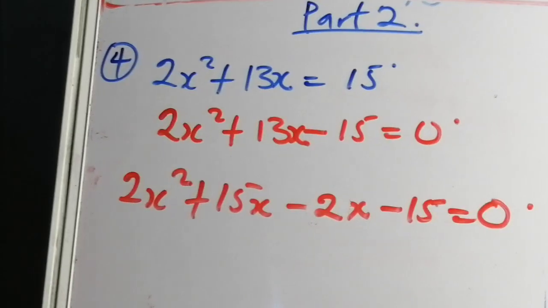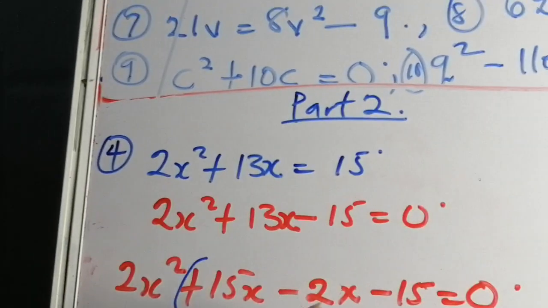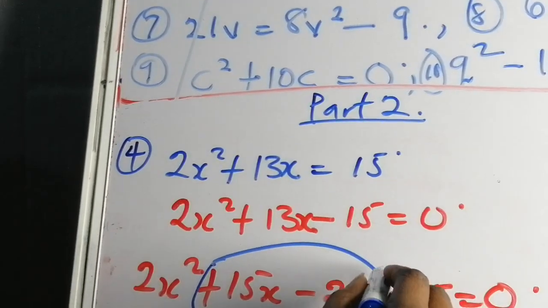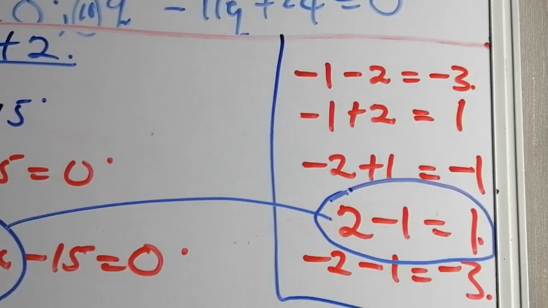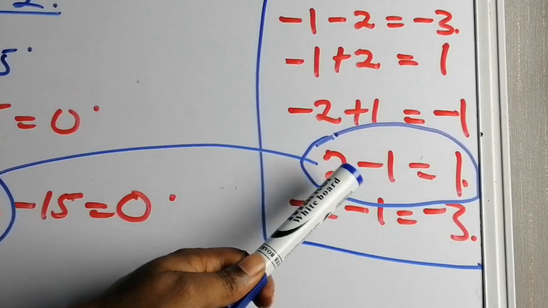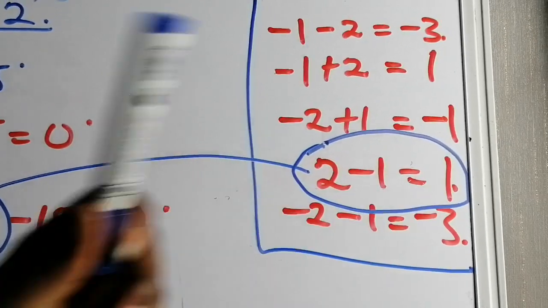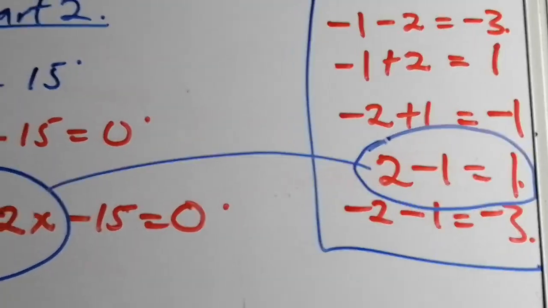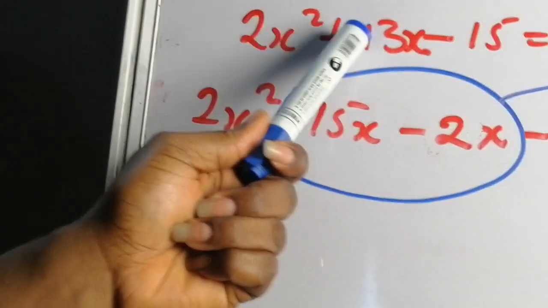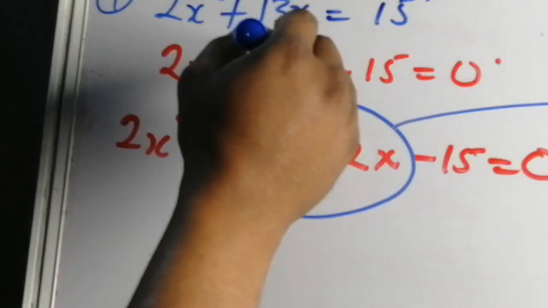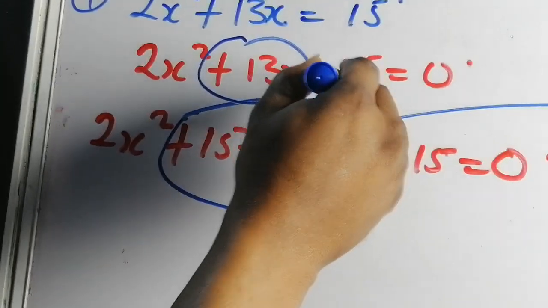If you look at it very well, I'm applying what we have here. All those things, like I said in part one, will be repeating themselves. I'm just using this as an example. 2 minus 1 will give me 1, positive, because my 13x here is positive. And I know that 15 minus 2 will give me 13, which is the same thing as what we have here.